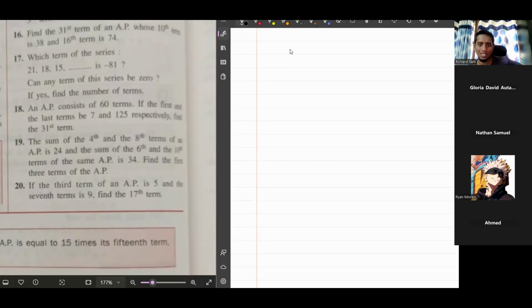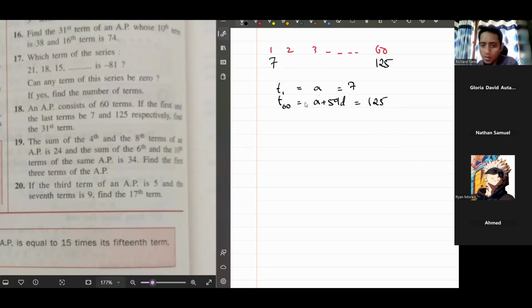Okay, so there are 60 terms in this AP: 1, 2, 3 till 60 terms. The first term is 7, the last term is 125. Find the 31st term. So we know T1 and T60. T1 is A, which is 7, and T60 is A plus 59D, which is 125. Correct? Now we have the value of A, so put A over here. You'll get 7 plus 59D is equal to 125.